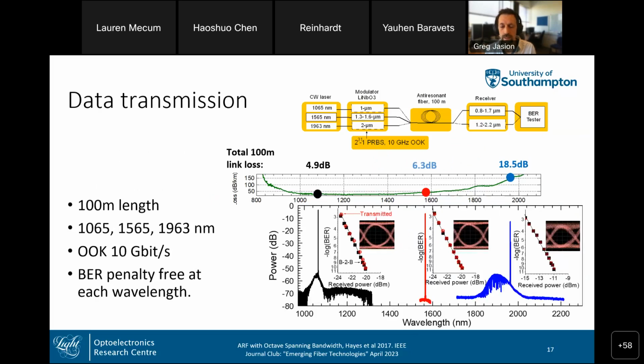So we conducted some data transmission experiments, and this is the first data transmission experiment in a hollow core fiber. Over 100 meters on-off keying, and we used 3 wavelengths to really demonstrate the breadth of the bandwidth. 1065, 1565, and 1963. And they all performed with BER penalty free.